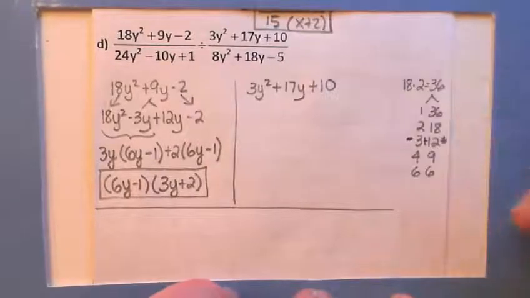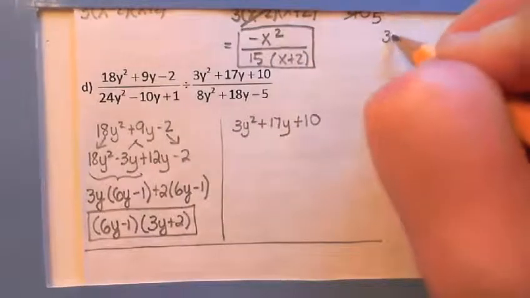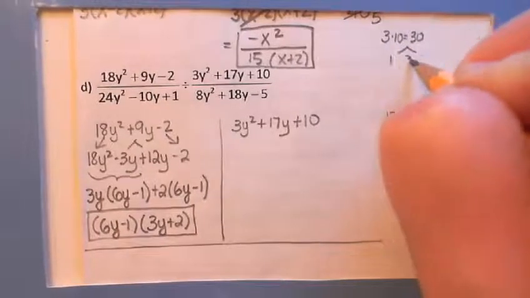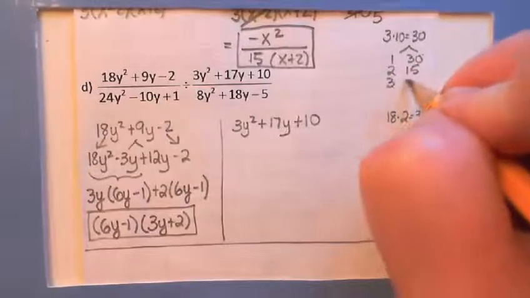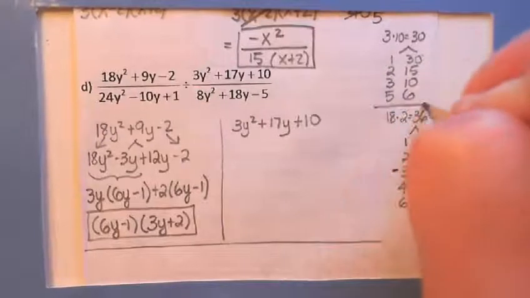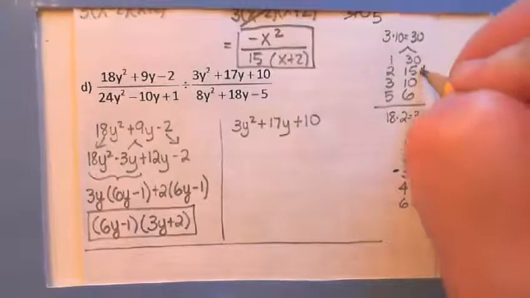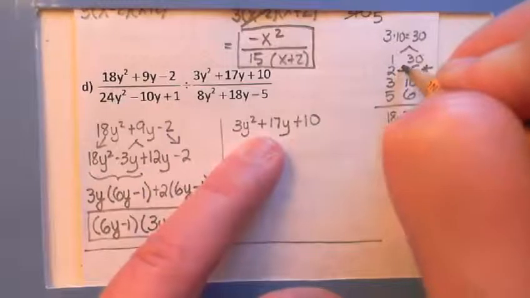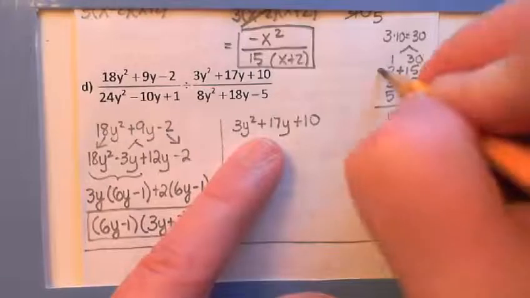Alright, so let's use the space here. 3 times 10 is 30. What numbers give me 30? 1 and 30, 2 and 15, 3 and 10, and 5 and 6. That's it. I'm looking for 17, and 15 and 2 give me 17. 17 is positive, so that means 15 has to be positive, and so does the 2.